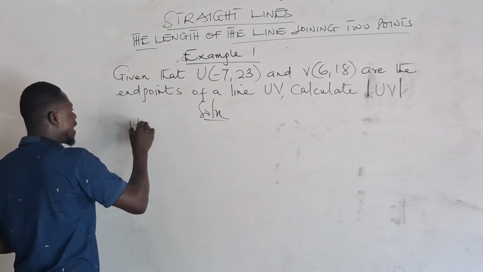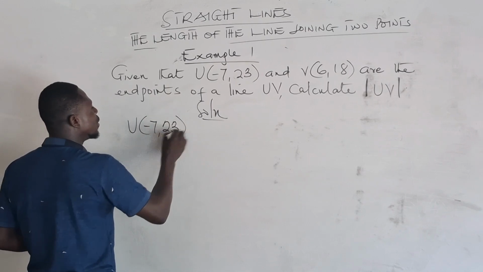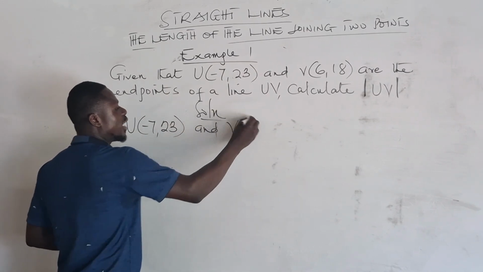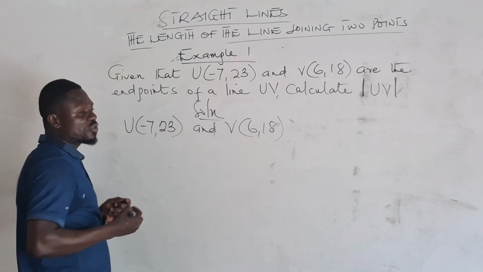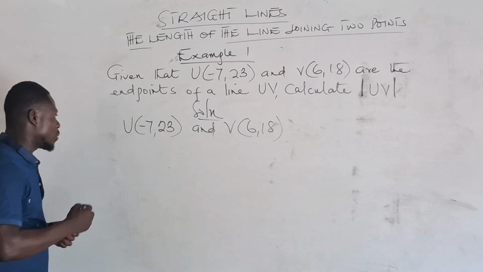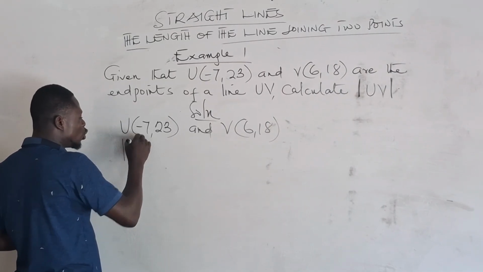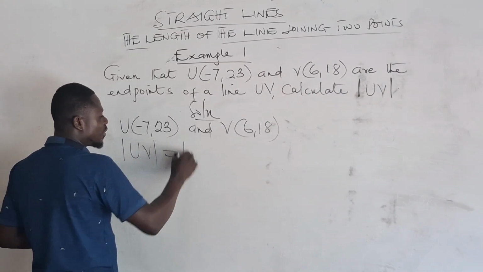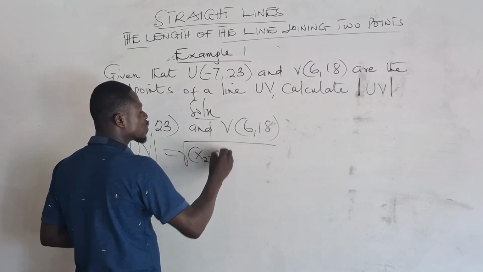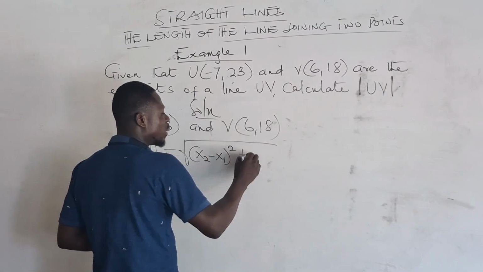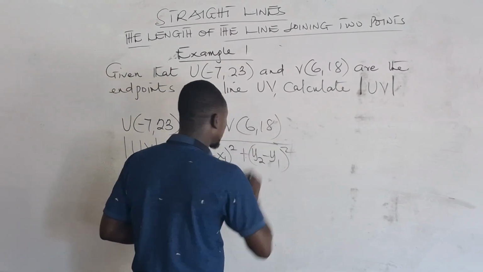The points given are -7, 23 for U, and for V, 6, 18. So straightforward, the formula will be written down. The formula says that if you want to find the magnitude of UV, we have in the square root, (x2 minus x1) squared plus (y2 minus y1) also squared.